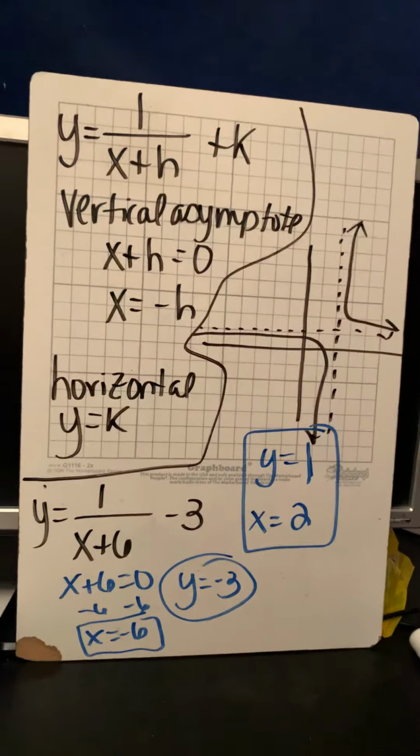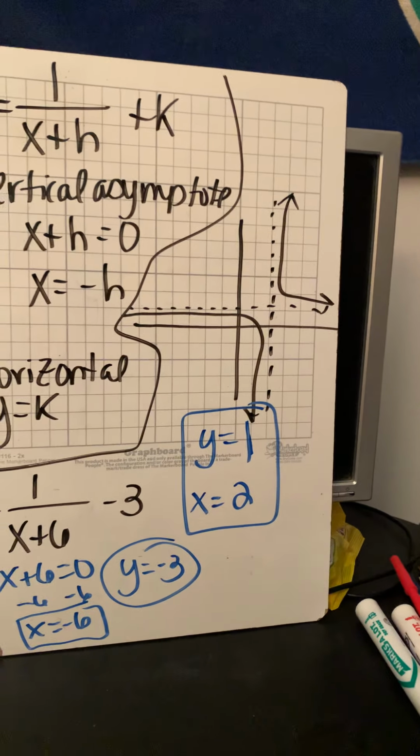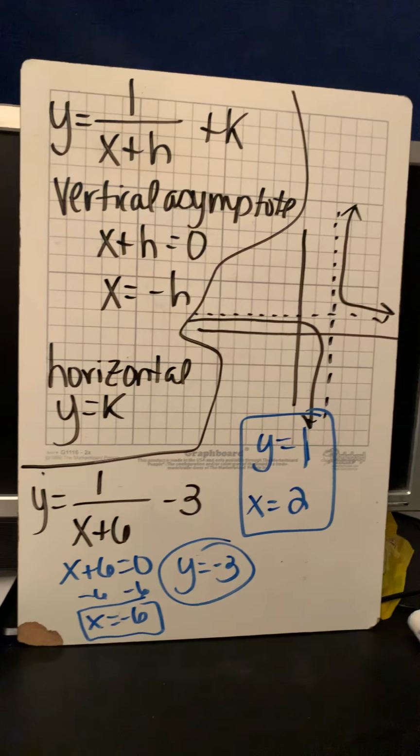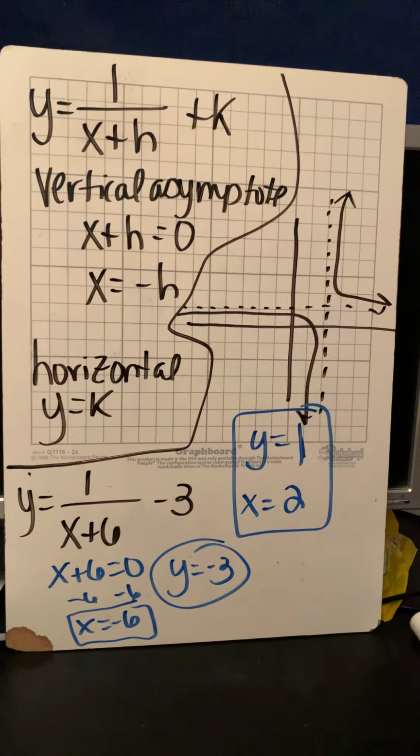I'm not going to require you to graph them. You don't need to graph them. I just want you to find them. And just take your time and don't make it difficult because it's really, really simple. Okay, so there it is, asymptotes.